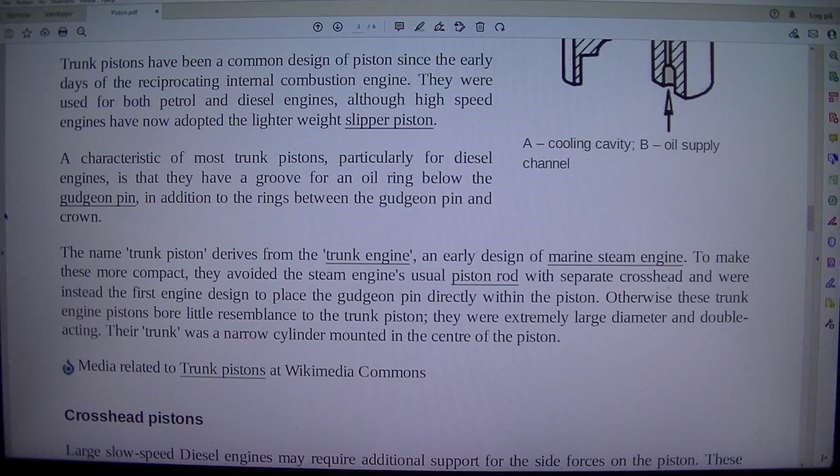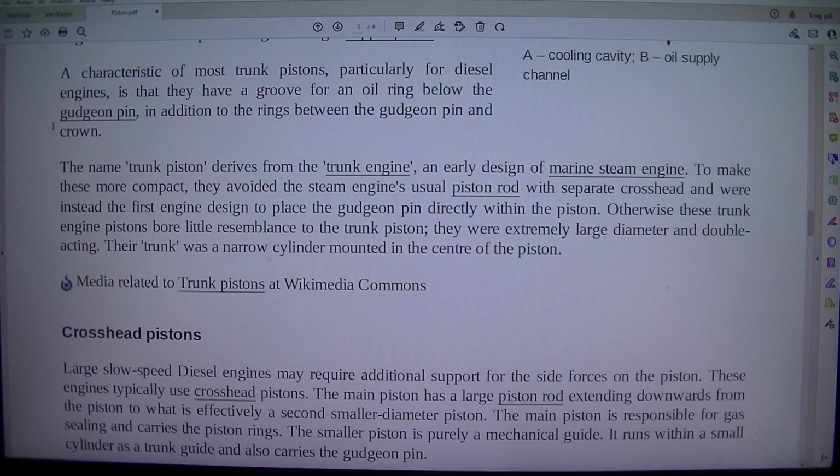A characteristic of most trunk pistons, particularly for diesel engines, is that they have a groove for an oil ring below the gudgeon pin, in addition to the rings between the gudgeon pin and crown.